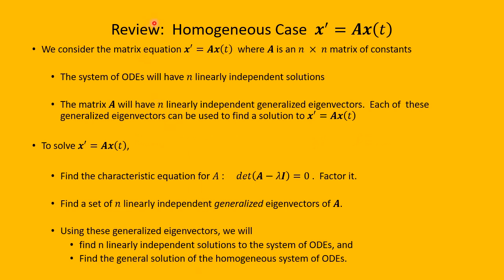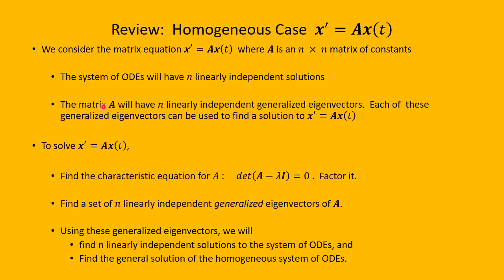Let's review first the homogeneous case, x prime equals A times x. So we're going to consider that equation where A is an n by n matrix of constants. It turns out that in this case, that system of ordinary differential equations will have n linearly independent solutions. Our mission is to find them.